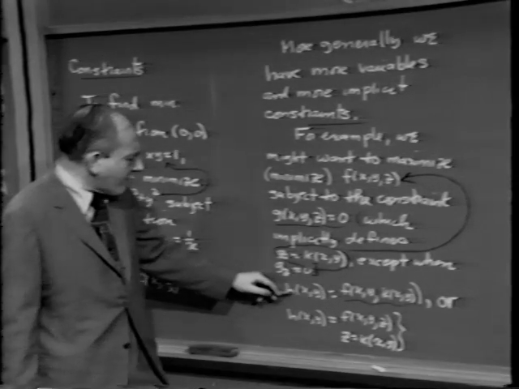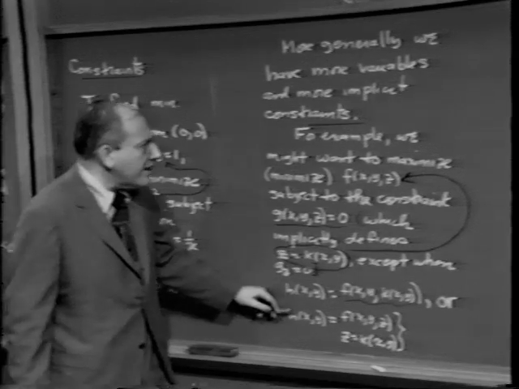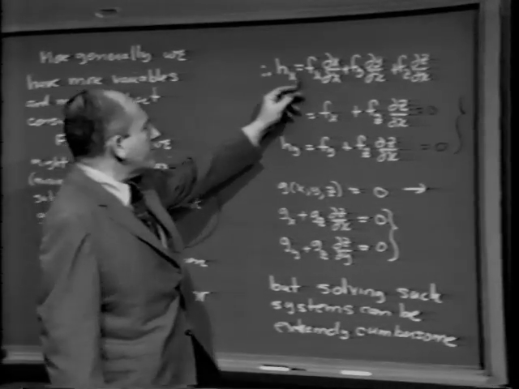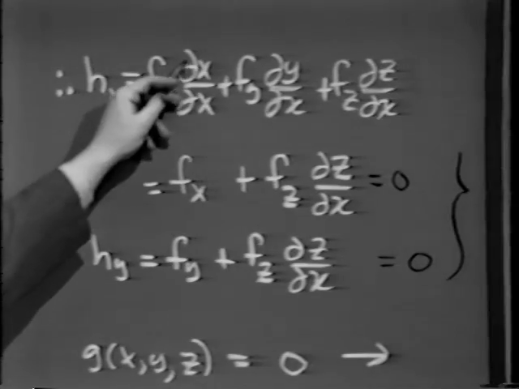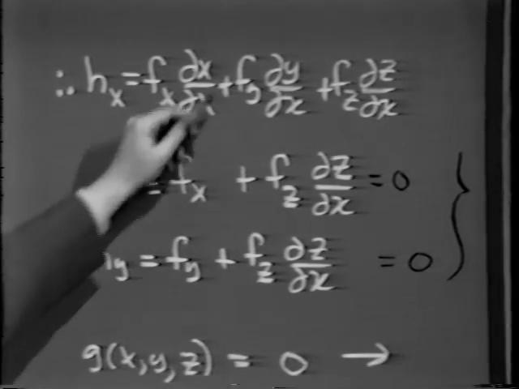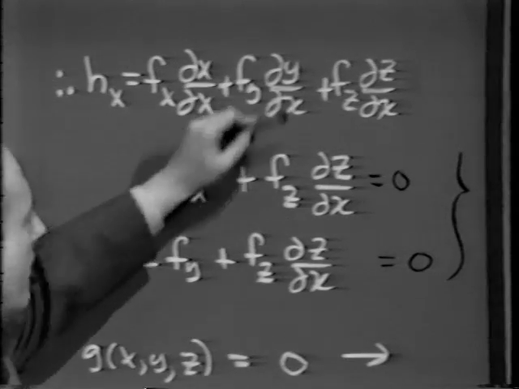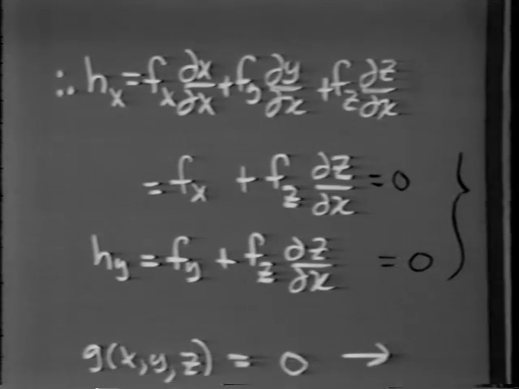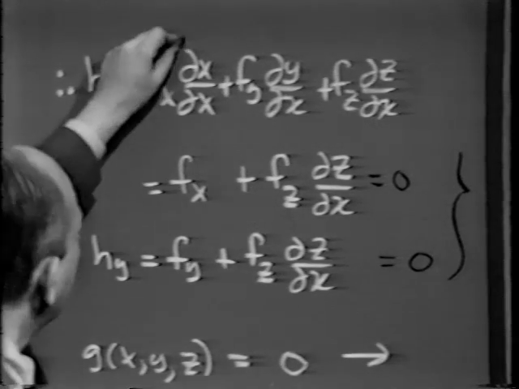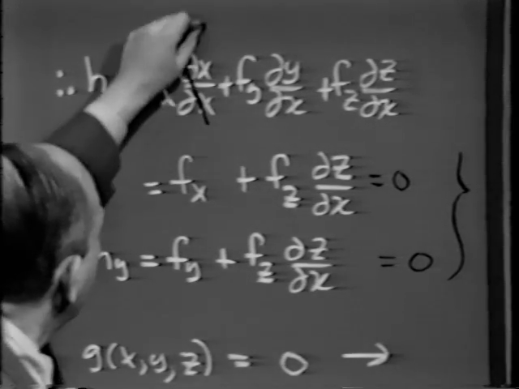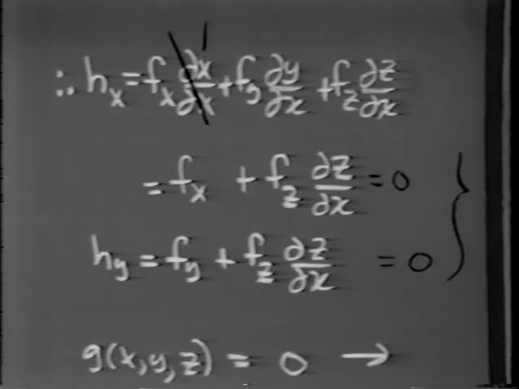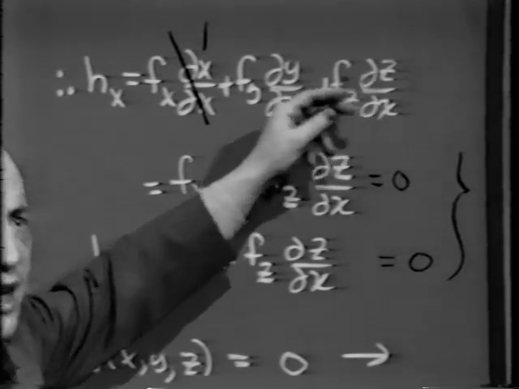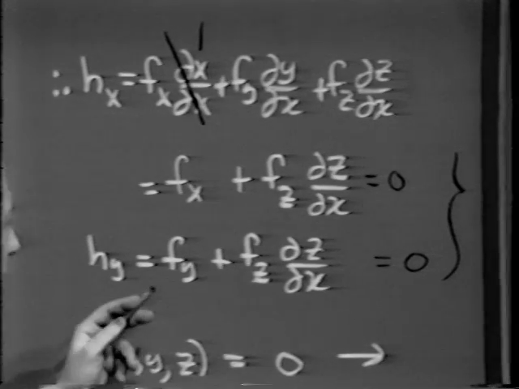So how do we take the partial of h with respect to x here? Well, we just said that. The partial of h with respect to x using the chain rule is f sub x times the partial of x with respect to x, plus f sub y times the partial of y with respect to x, plus f sub z times the partial of z with respect to x. Now notice that the partial of x with respect to x is 1, so that gives me f sub x over here.